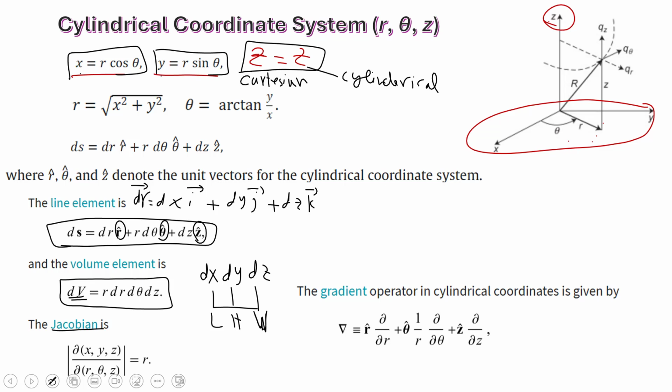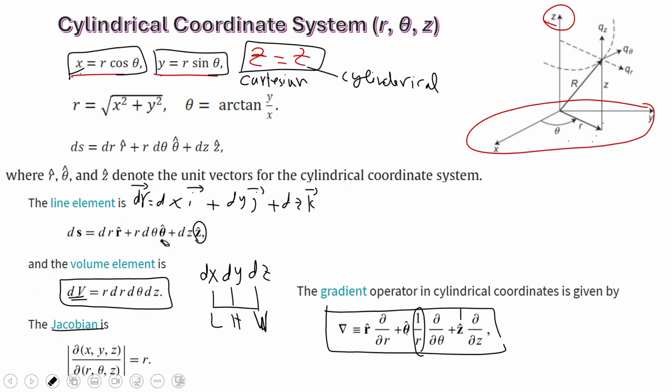This is in the cylinder. The Jacobian is obtained by differentiating x, y, z in terms of r, theta, z, because you have the relation between x, y, z and r, theta, z, right? Remember, again, your nabla in the cylindrical coordinate is the unit vector r times partial by partial r, plus the unit vector theta, 1 over r partial by partial theta, plus the unit vector in the direction of z, partial by partial z. So this is all that you have to know in each coordinate system.